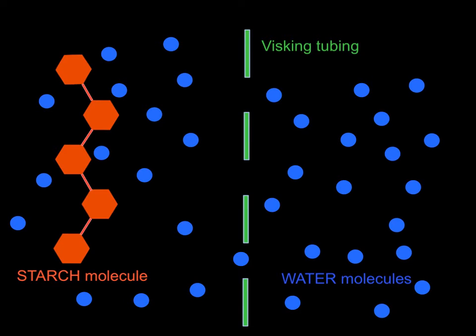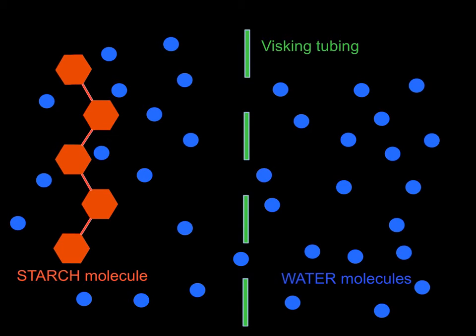Here we have a slightly different setup. This time, instead of glucose, we have starch molecules. You'll notice that starch is made of lots of glucose molecules all linked together. The links we call bonds. This makes the starch molecule bigger than the glucose.